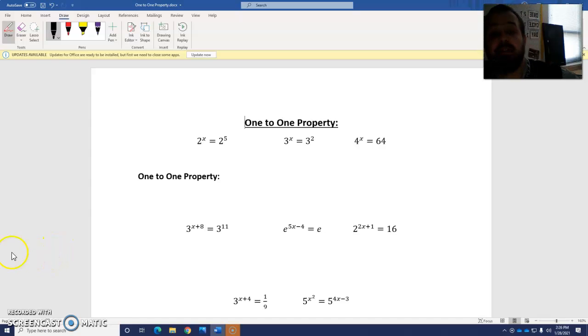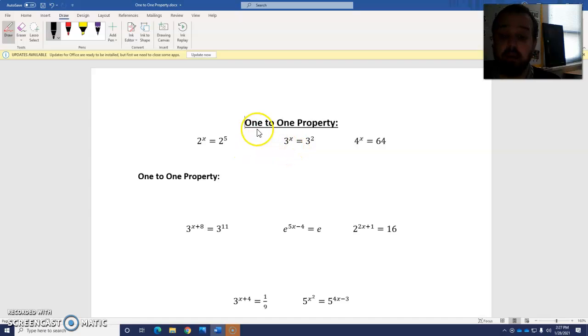Today we're going to talk about the one-to-one property. So basically what I want you guys to do is look at these top three equations and see if you can tell me what x would equal for each of these. Okay, so pause the video, take a second, see if you can figure out what x would equal for each of these, and then we'll talk about the reason why that would be true.